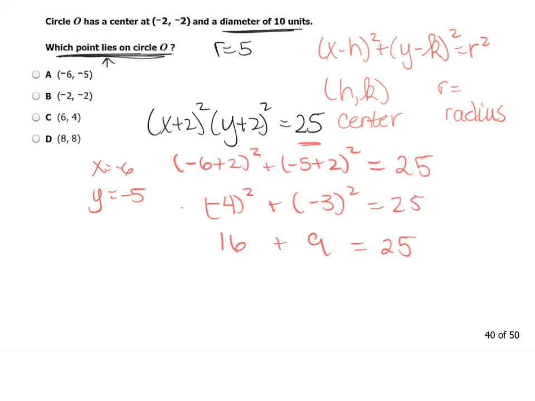Alrighty, so we plug in our first set of values for A, -6 and -5. I replace x with -6 and y with -5, and I simplify. When I simplify, I get 16 plus 9. The question is, does 16 plus 9 equal 25? Yes. So that means my answer is A. If I happen to plug in a point and it did not come out to 25, then it does not lie on the circle.